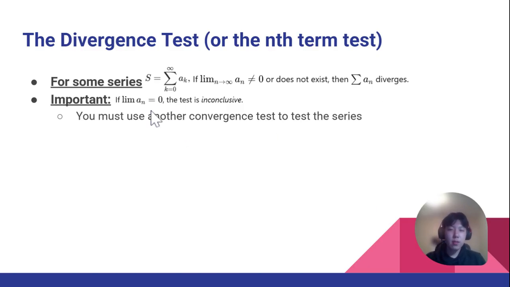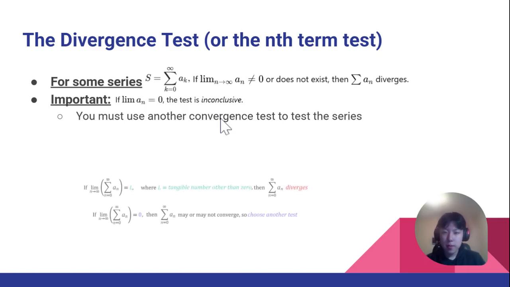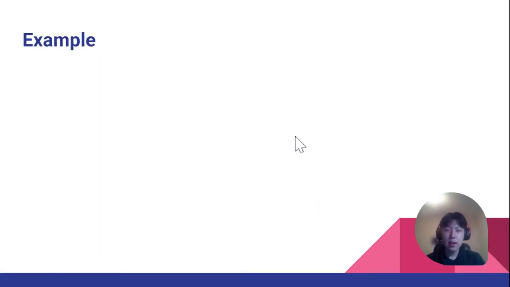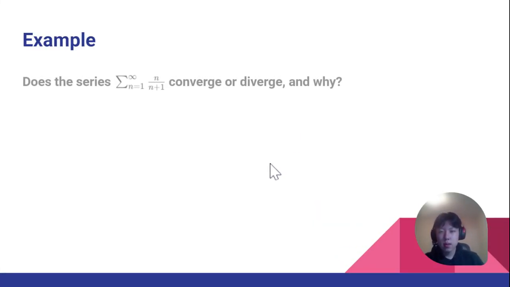If the limit equals 0, this is important, the test is inconclusive, so you have to use another convergence test covered in later chapters to test the series. So this is just kind of restating what I said. And now we'll move on to an example. So let's take a look at this series, n over n plus 1. Does it converge or diverge, and what's the reasoning behind whether it converges or diverges? Feel free to pause the video.